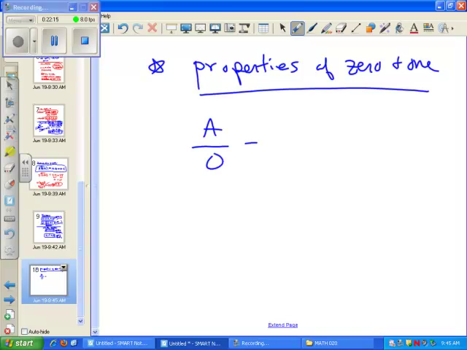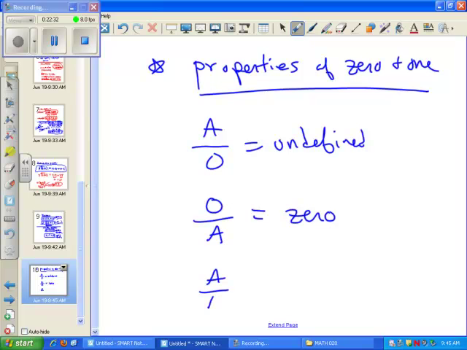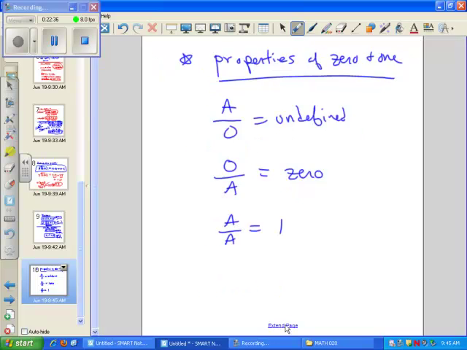Anything over 0 is undefined. A lot of people say under the line is undefined. 0 under the line is undefined. That's right. But 0 over anything is 0. And anything over itself is 1. Good. And anything over 1 is itself. That's right. So A over 1 is A.